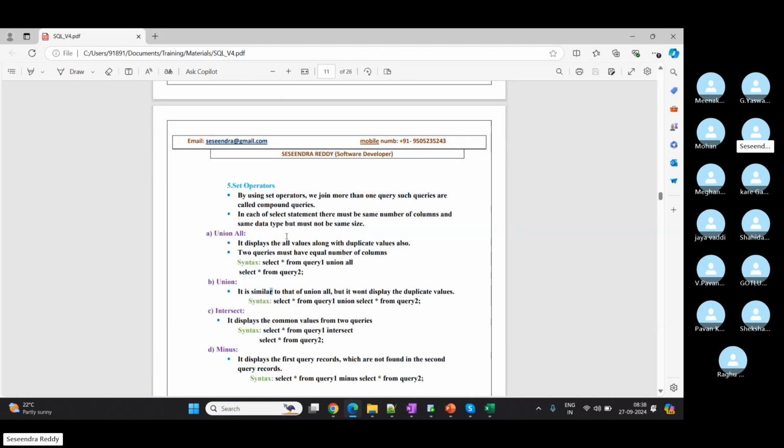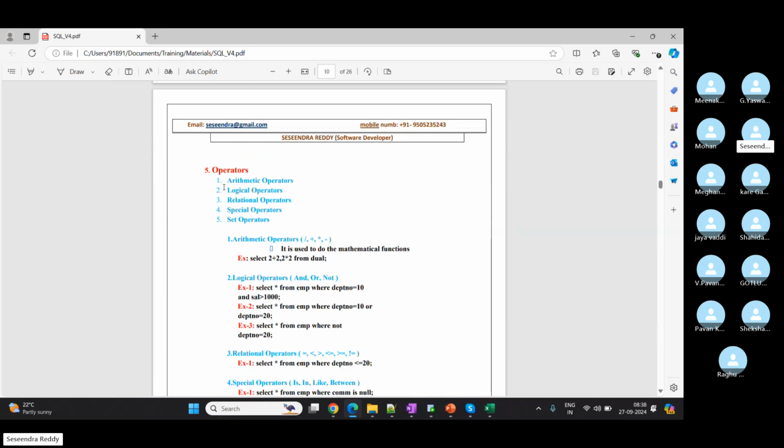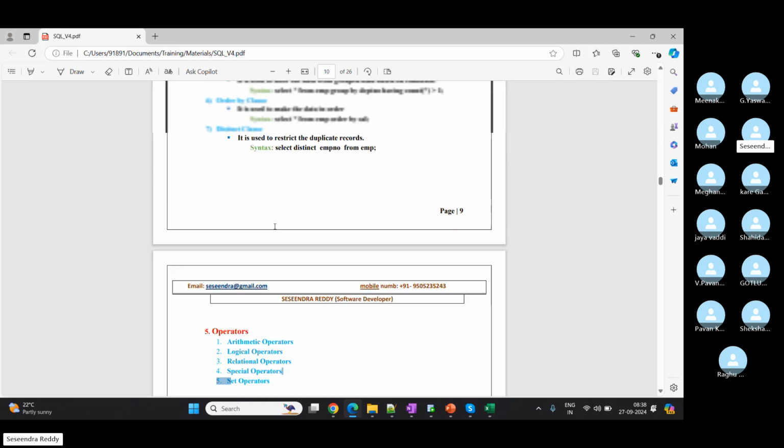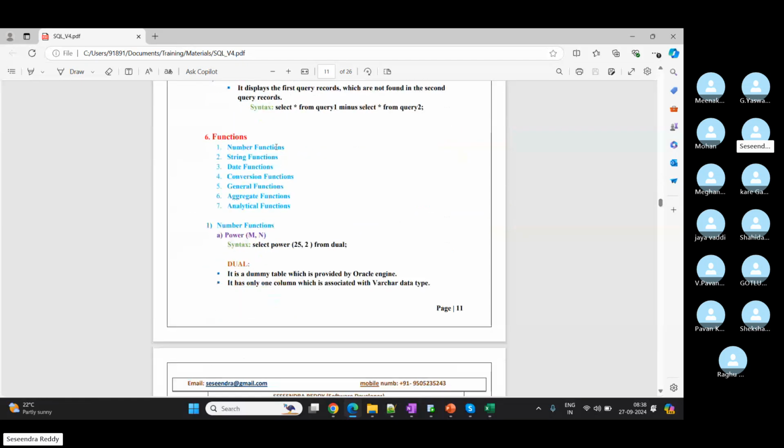Okay, so let's start our concepts today. So we are done with 4 types of operators and special operators. Set operators we can see later once we discuss about joins. Right. So moving to functions.